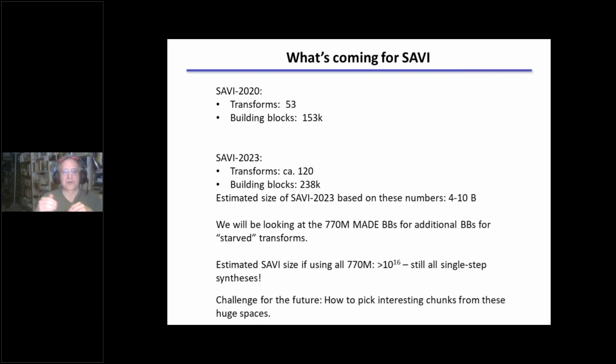Okay, if we would use all of the 770 million MADE molecules, I estimate, and this is a wide estimate, that it's more than 10 to the 16 molecules in single step synthesis. We are not yet at two or three steps. Just single step synthesis. So this thing explodes on you. Indeed, trillions, more than trillions. And the challenge is, of course, the big question, the $64 billion question, if you will: how do you pick interesting chunks from these huge spaces for your target, for your project?